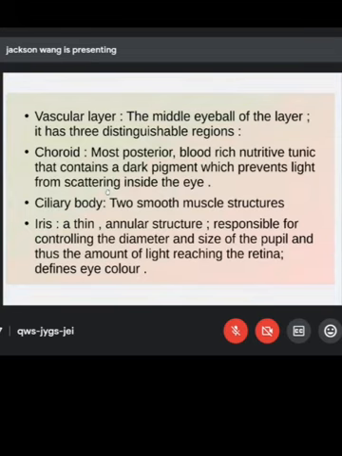Choroid is the most posterior, blood-rich, nutritive tunic that contains a dark pigment which prevents light from scattering inside the eye. Ciliary body: two smooth muscle structures. Iris is a thin annular structure responsible for controlling the geometry and the size of the pupil, and thus the amount of light reaching the retina. It defines eye color.